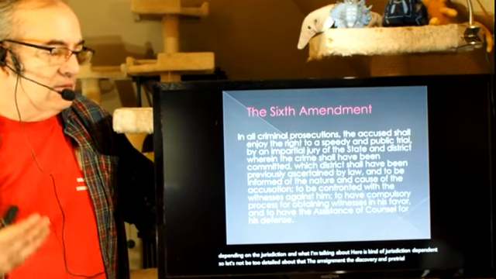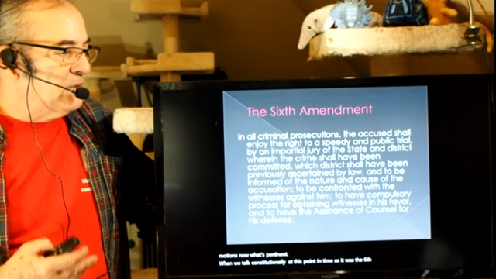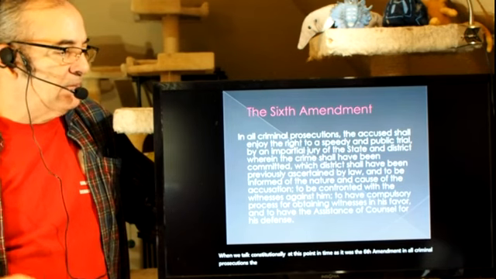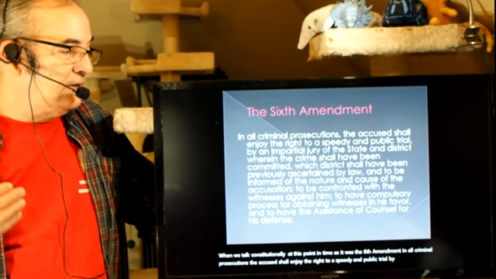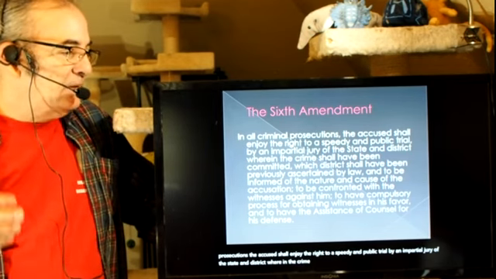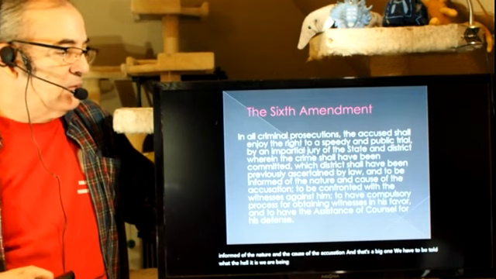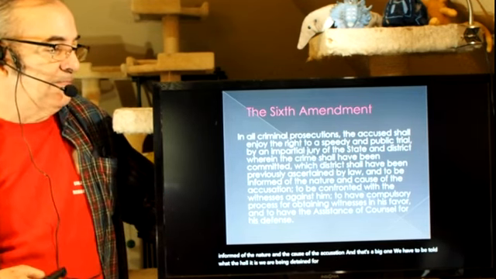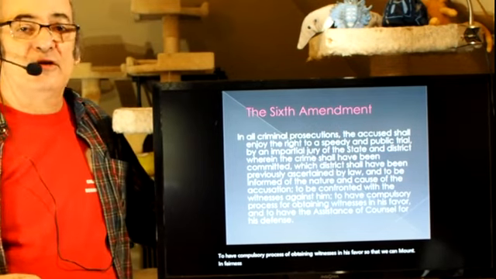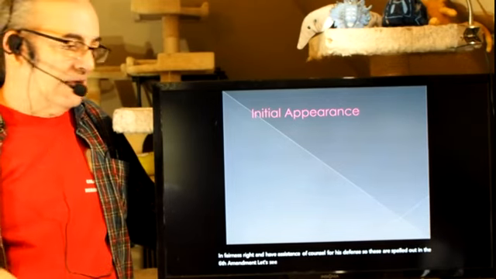Now, what's pertinent when we talk constitutionally at this point in time is the Sixth Amendment. In all criminal prosecutions, the accused shall enjoy the right to a speedy and public trial by an impartial jury of the state and district wherein the crime shall have been committed, ascertained by law, and to be informed of the nature and the cause of the accusation. And that's a big one. We have to be told what the hell it is we are being detained for. To be confronted with witnesses against him, to have compulsory process of obtaining witnesses in his favor so that we can mount defense in fairness, right? And to have assistance of counsel for his defense. So these are spelled out in the Sixth Amendment. Let's see how that plays out throughout the lecture.